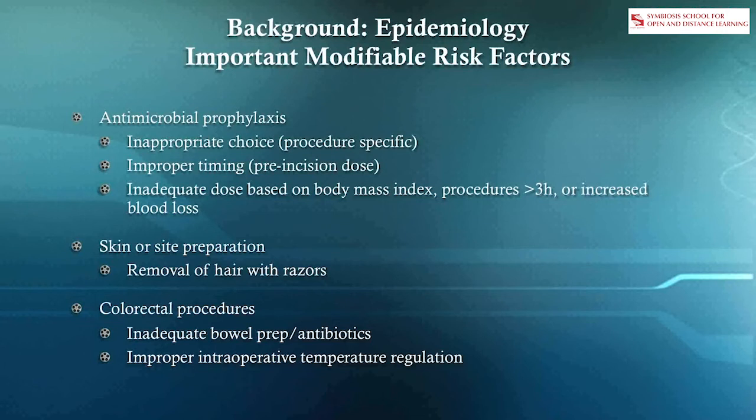And skin or site preparation should be effective. Removal of hair with razors is again one of the important modifiable risk factors, because you should not use razors but clippers for cutting the hairs. In colorectal procedures, inadequate bowel preparation and antibiotic use is one of the risk factors. And improper intraoperative temperature regulation has also been shown to increase the risk of SSI, especially when it comes to colorectal surgeries.